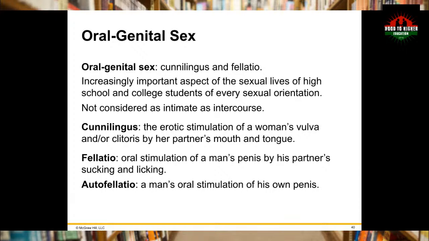Cunnilingus, the erotic stimulation of a woman's vulva and or clitoris by her partner's mouth and tongue. Fellatio, oral stimulation of a man's penis by his partner's sucking and licking. Autofellatio, a man's oral stimulation of his own penis, right? Many men cannot achieve this based on flexibility, or their sexual script just doesn't allow them to come out of that taboo thinking, right?